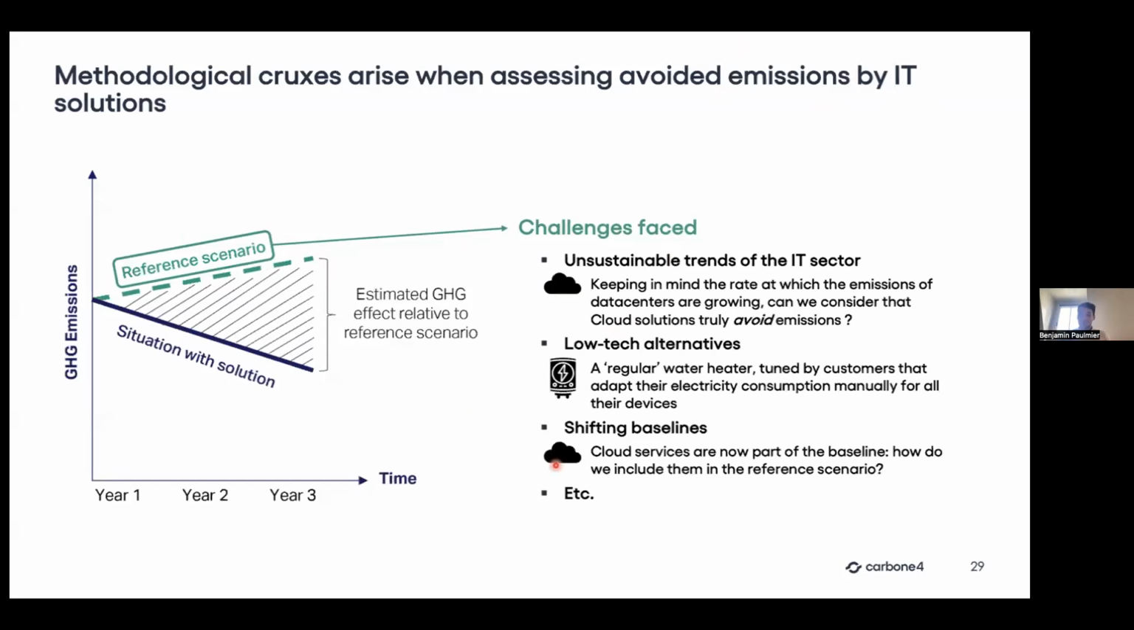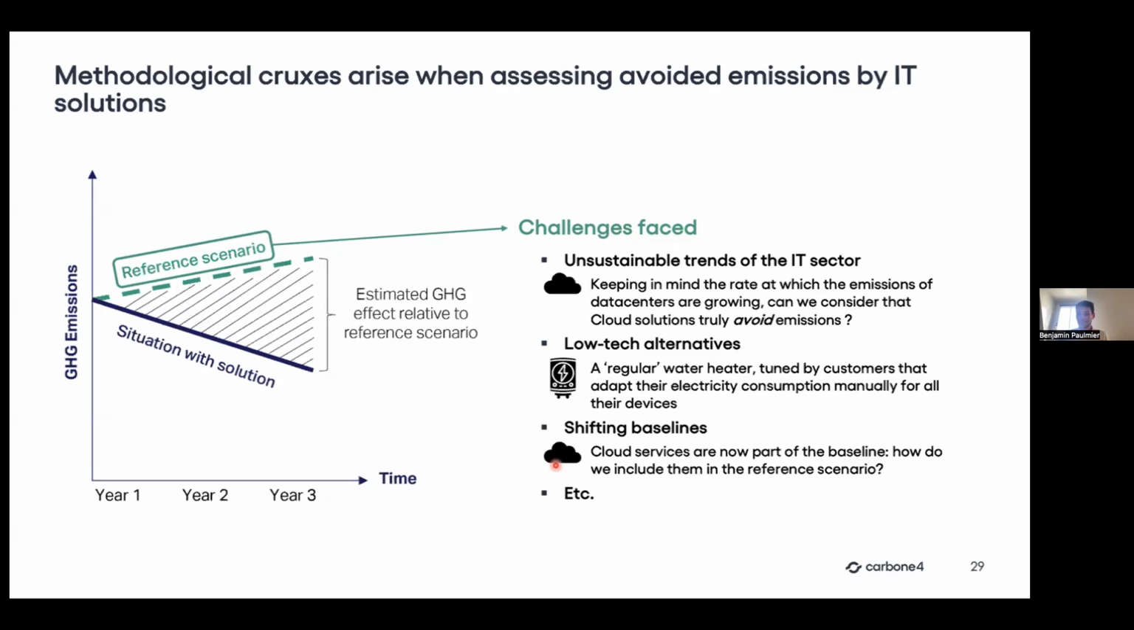So to illustrate with our studied solutions of the day, for example, with the unsustainable trends of the IT sector, we can encounter one for Nimbus Tech. Looking at the rate at which the emissions of the data centers sector are growing, can we really consider that cloud solutions avoid emissions as a whole? For low-tech alternatives, instead of looking at a connected water heater, what about regular non-connected water heaters that would just be used in a smart way by customers that manually tune in when the grid is low? Or to caricature and push things even further, another low-tech alternative could simply be cold showers for this example.